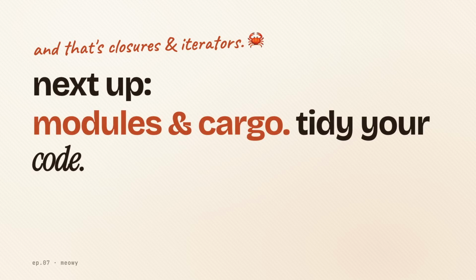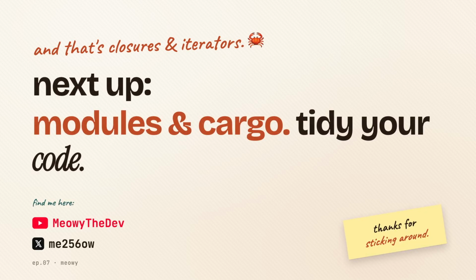That's it for closures and iterators. Functions that carry context, and pipelines that just stay fast.